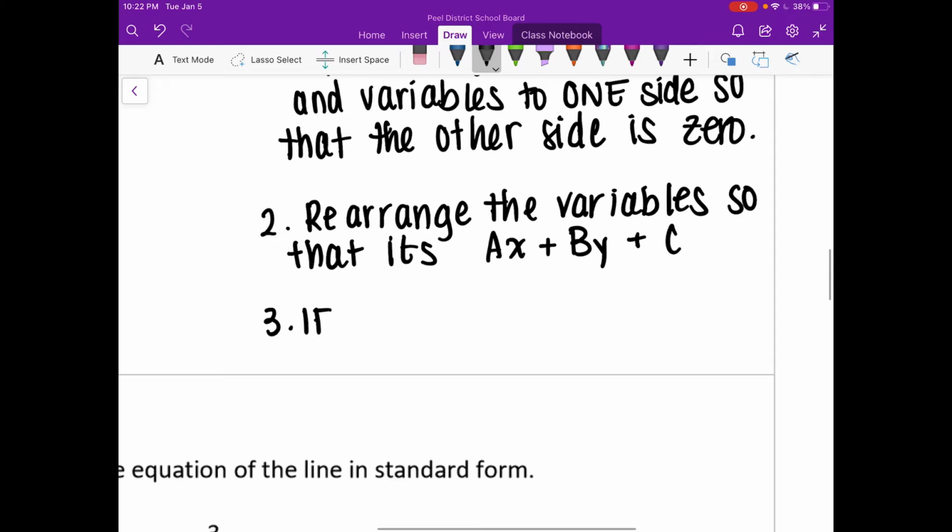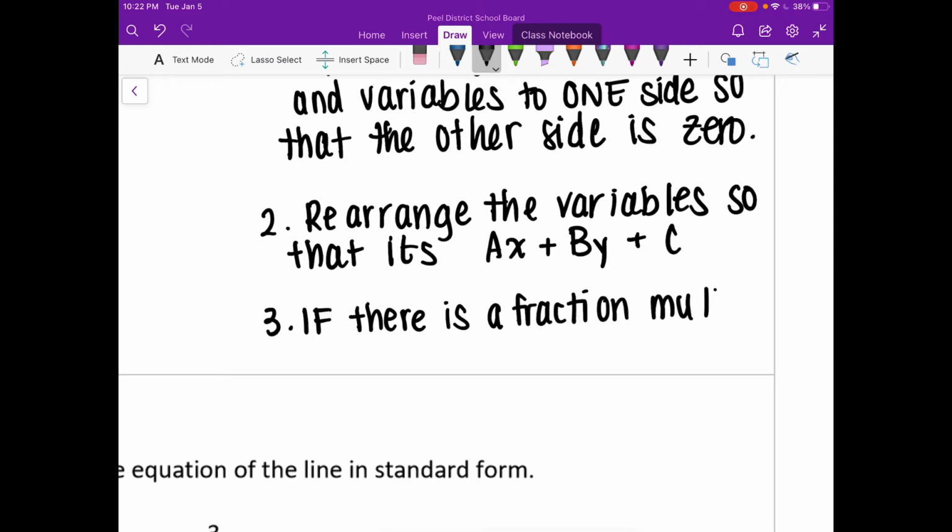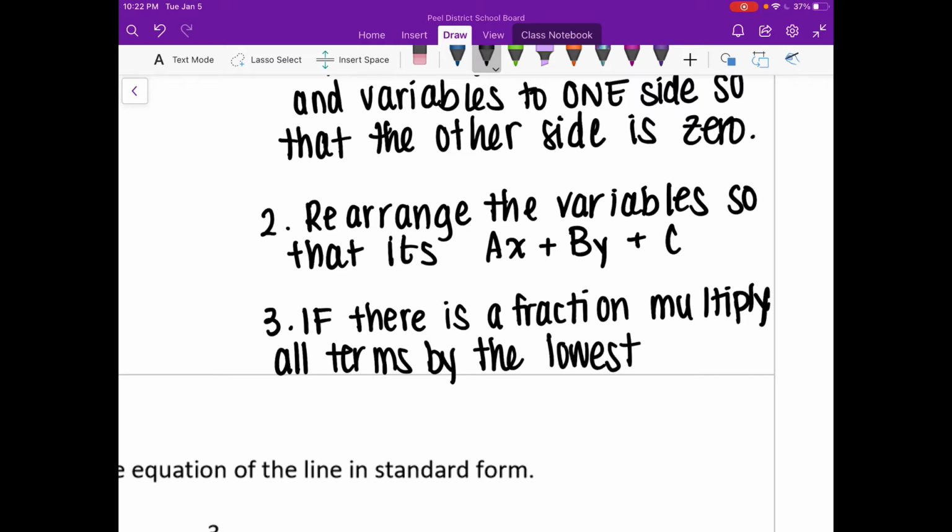And then if there's a fraction, multiply all terms by the lowest common multiple, or by the lowest common denominator, which is what we did with the one above, lowest common denominator.